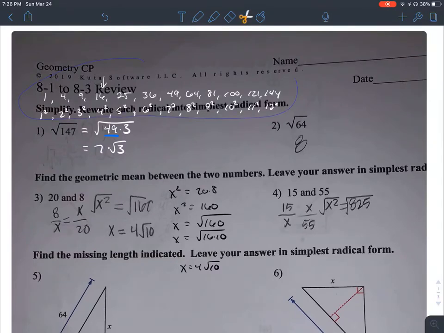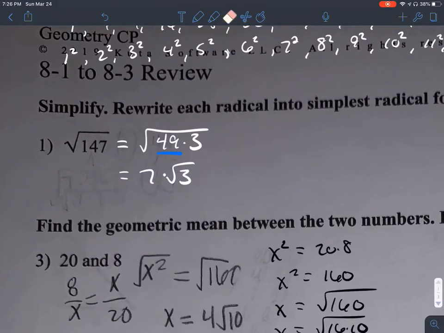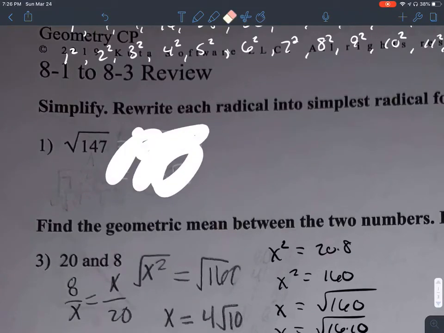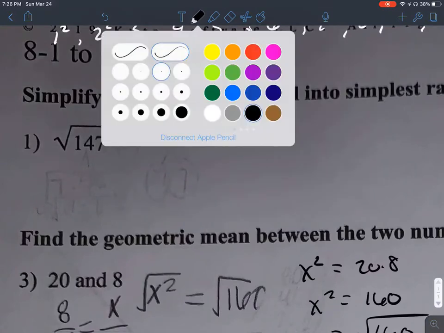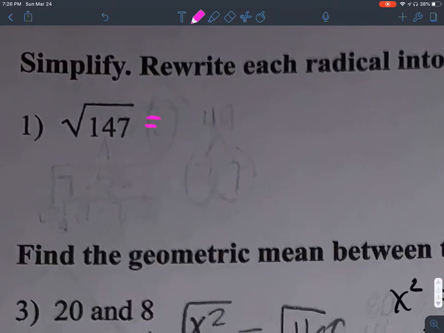All right, let me show you a different way that requires more work, but may end up being easier for you. This is using factor trees, whatever you kids call it these days. The idea is I want to break this 147 apart until I get all prime numbers. Prime numbers are numbers whose factors are only 1 and themselves. So 147, I know I can divide it by 3.